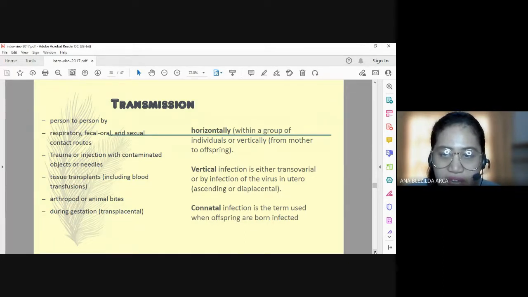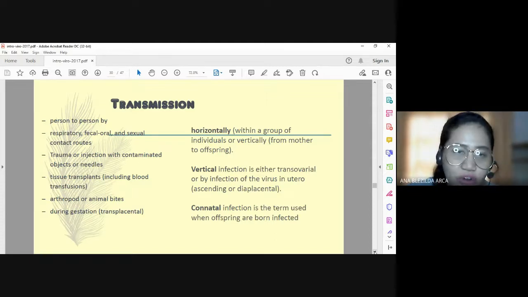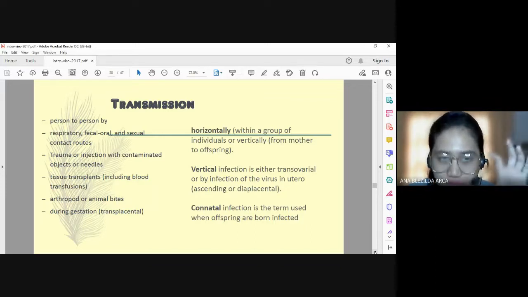Kapag naman vertical, so ito yung transovarial, ibig sabihin niyan yung mother nagkaroon ng infection, then yung baby niya nahawa and all. For the congenital, ito yung term na ginagamit kapag yung offspring niya infected na. So, pwede naman na person to person, by either respiratory, fecal to oral, or sexual contact. Kapag fecal to oral class, ibig sabihin nun, nakainom ka ng tubig na may tae. Tapos yung stool na yon, meron siyang virus kaya nainom mo. Kaya ka nagkaroon ng viral infection, di ba? Respiratory, nasinghot mo, sexual contact, di ba?